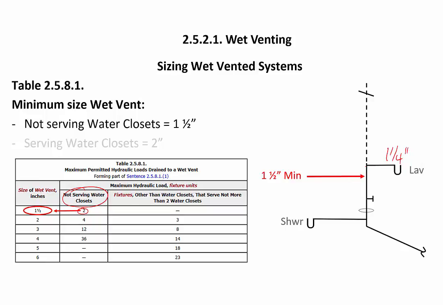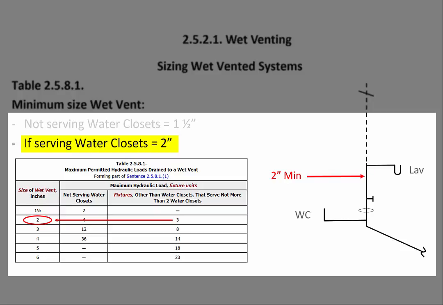But once the trap arm connects to this sanitary T fitting, we have a 1.5 inch minimum from that point below. With a water closet, the minimum size of any wet vent, the first one that's available, is 2 inch. So anytime a water closet is being wet vented through an adjacent fixture, 2 inch minimum is always the rule.